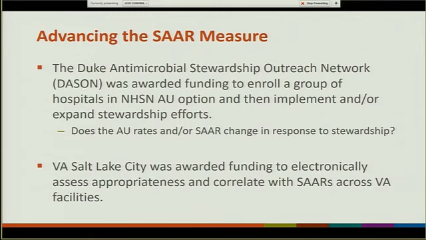And then we also funded the VA Salt Lake City to electronically assess appropriateness, and what we call this is electronic MUE, or the electronic medication use evaluation, and then correlate that with the SAARs across the VA facilities. Next slide.